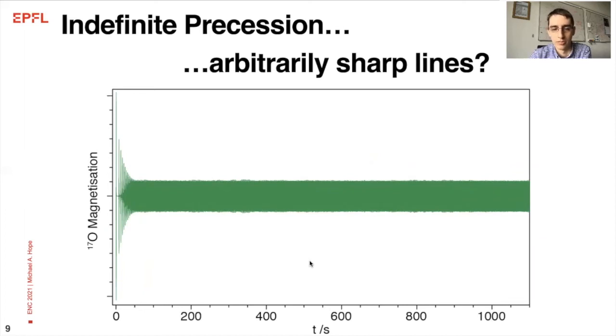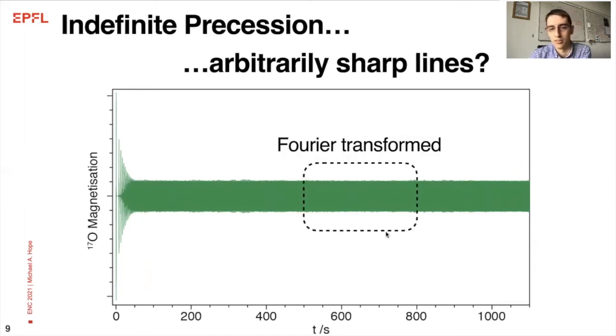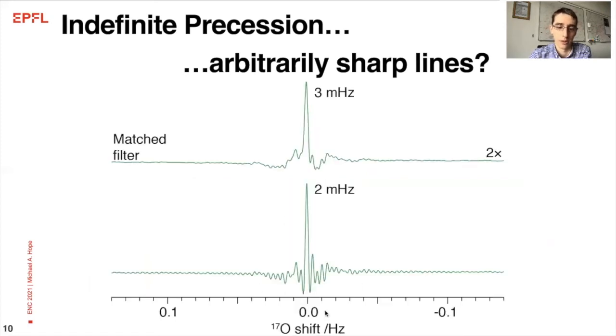In fact, we're limited by field stability, and in this case, the field happened to be most stable during this region, and if we Fourier transform, then we get this spectrum I showed at the beginning with a 2 millihertz line width. We can also apply filters to remove truncation wiggles.